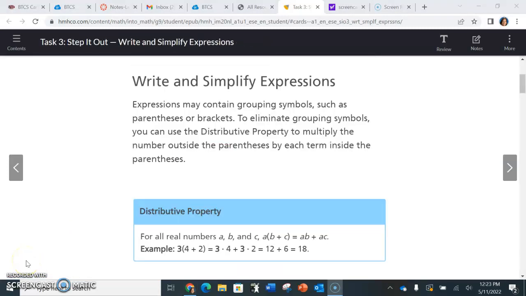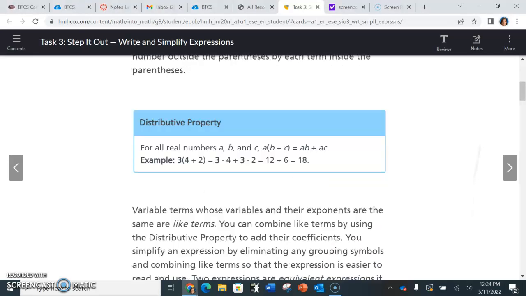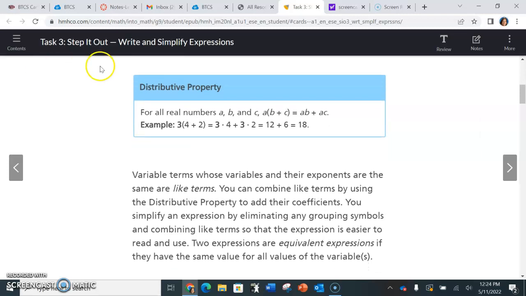Lesson 2.1, task 3. Write and simplify expressions. Expressions may contain grouping symbols, such as parentheses or brackets. To eliminate grouping symbols, you can use the distributive property to multiply the number outside the parentheses by each term inside the parentheses. All right, here's the distributive property.